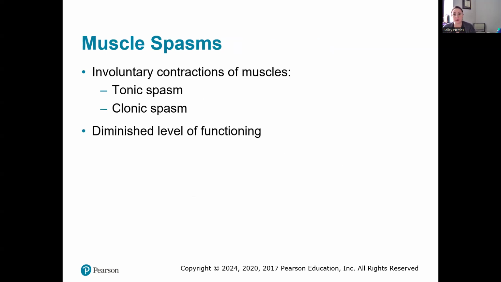Okay, so now we're on to muscle spasms, which kind of go along with all the things we talked about, the spasticity, the MS and the ALS, where we're having muscle problems. Now we have tonic versus clonic spasms. Tonic spasms are a constant contraction that lasts a long time. Clonic is contraction and relaxation, just contract and relax for a period of time.